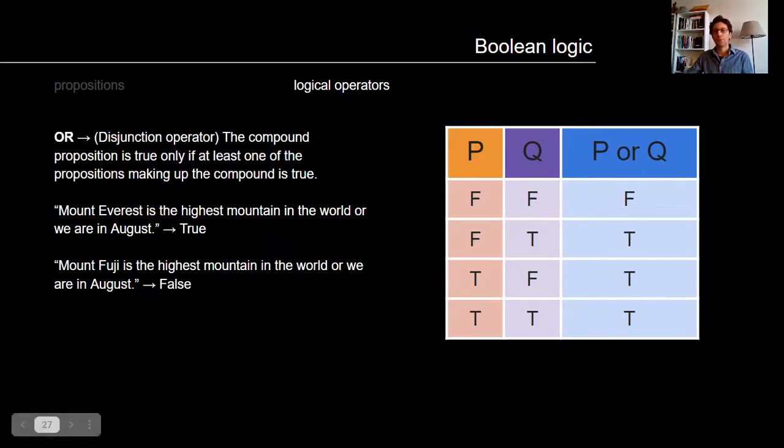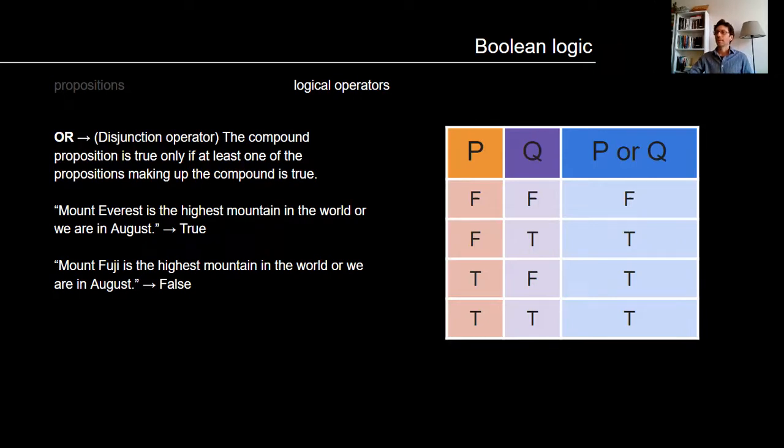Let me come to operator OR, the disjunction operator. In this case, the compound proposition is true if at least one of the propositions making up the compound is true. Look at the examples. Mount Everest is the highest mountain in the world, or we are in August. It's enough for one of the propositions that make up the compound proposition to be true for the compound proposition to be true, okay?